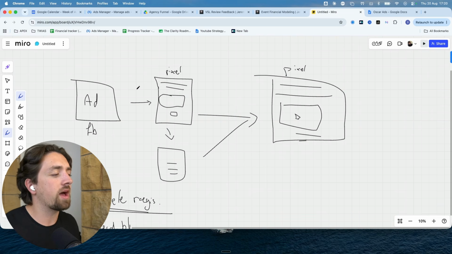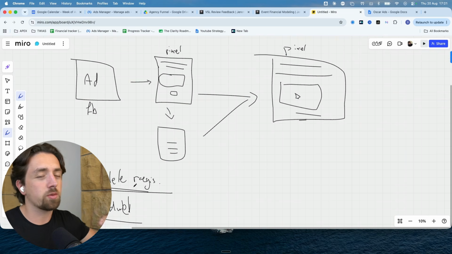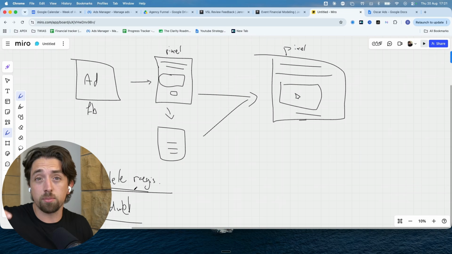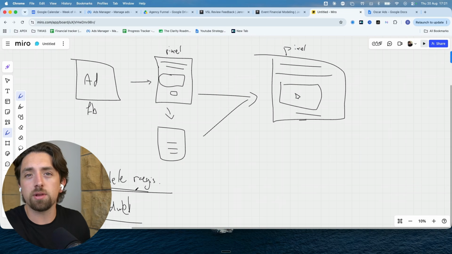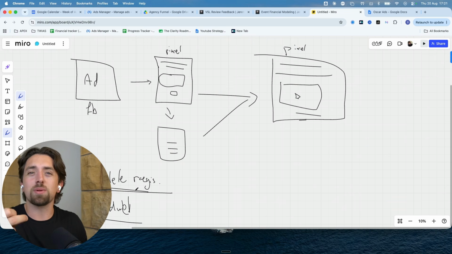And so what ends up happening is Meta goes for the cheapest people possible, and then when people start booking calls or doing the complete registration, it will find more people like that because it thinks that those people are kind of winning.